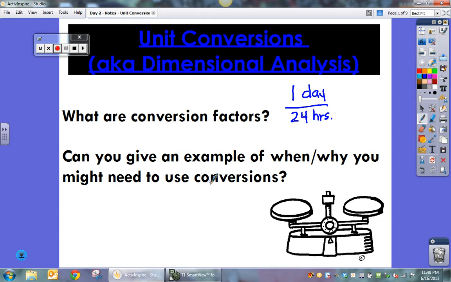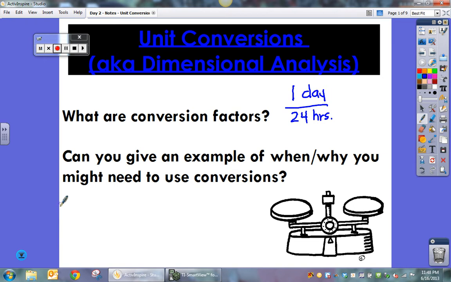So an example of when or why you might need to use conversions. Well, in my personal life, I vacationed in Italy at one point, and I was using the treadmill, and it was using the metric system, and so I was used to running so many miles, and I needed to know how that converted into meters or kilometers, actually. So that would be an example of when I personally used it.